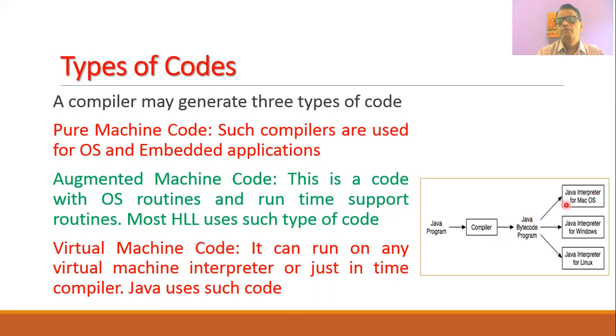For example, we have a Java interpreter for Mac operating system, a Java interpreter for Windows, and a Java interpreter for Linux. So depending upon the machine, the particular interpreter will be selected and the Java code will be interpreted.